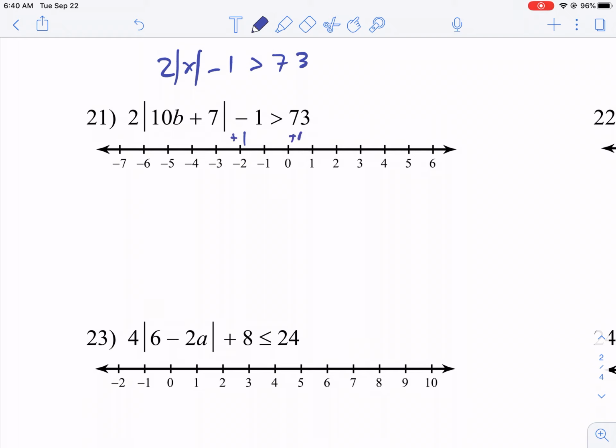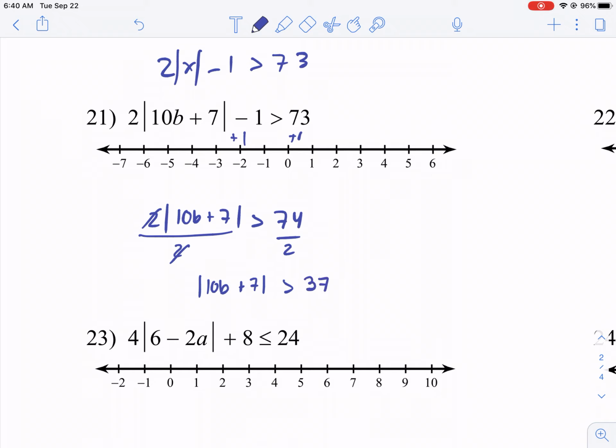Add 1, add 1. We get 74 is greater than, or less than, sorry, 2 times the absolute value of 10b plus 7. Now I'm going to divide by 2. You can do that, and it doesn't change anything with the absolute value. So the 2's cancel. We get the absolute value of 10b plus 7 by itself. The absolute value is greater than, what's that, 37? 37. Okay, 37.